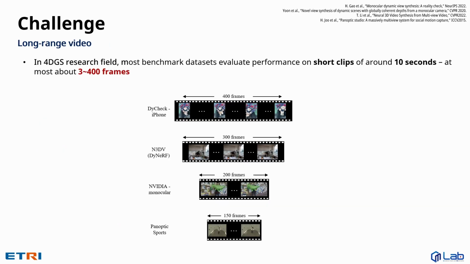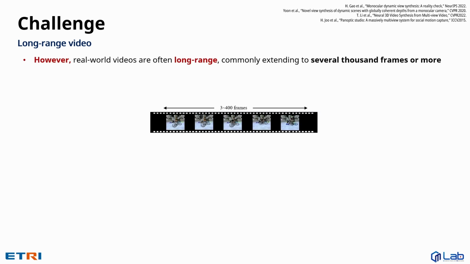However, most 4DGS benchmarks evaluate only short clips, usually around 150 to 400 frames. In contrast, real-world videos are often much longer and commonly contain several thousand frames or more. So there is a clear gap between benchmark settings and practical long-range scenarios.